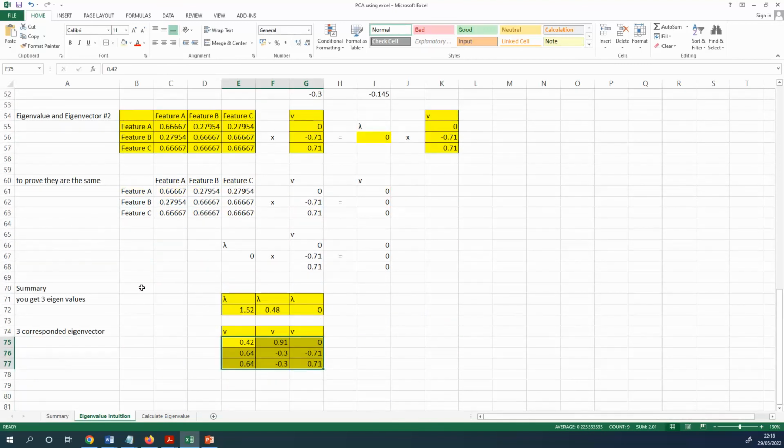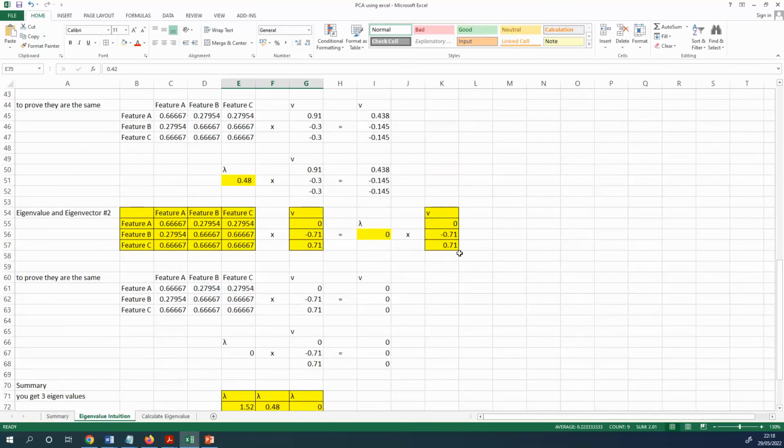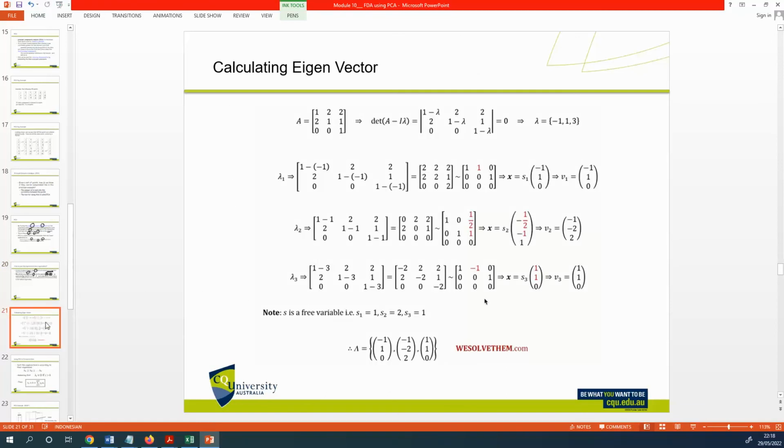After that, we summarize for the 3 eigenvalues. What is the eigenvector? This is the eigenvector. How do you get this number? By using the manual in Excel, you can do that by calculating the eigenvector. So we have A. Let's say we have A as the covariance.